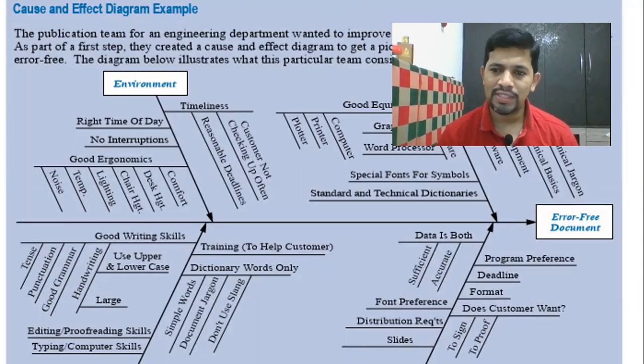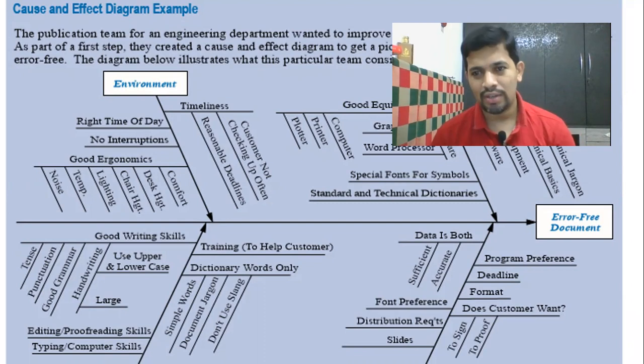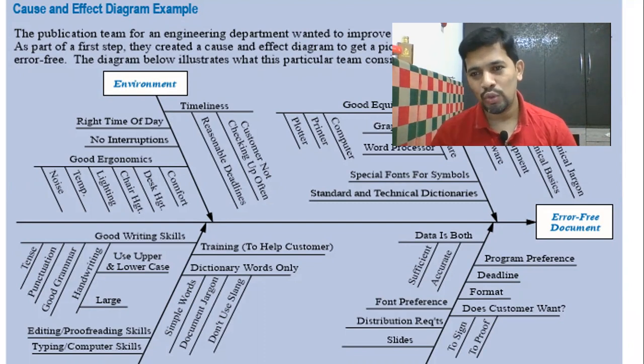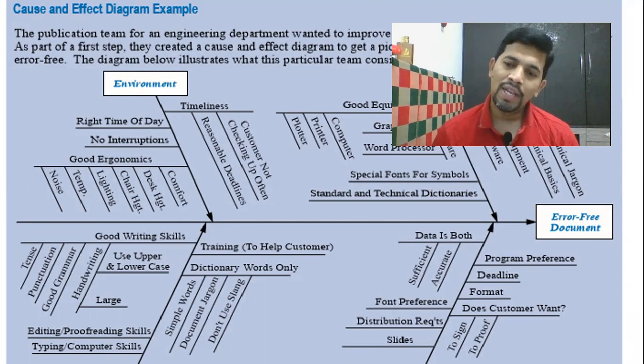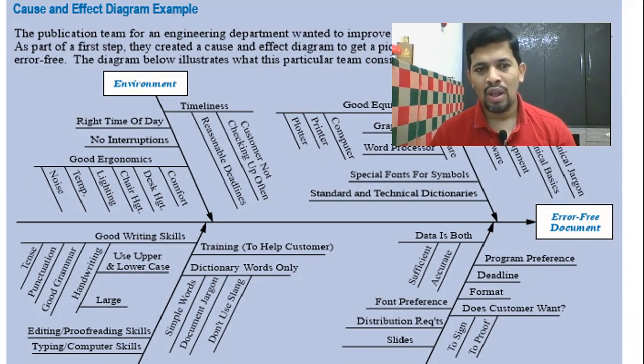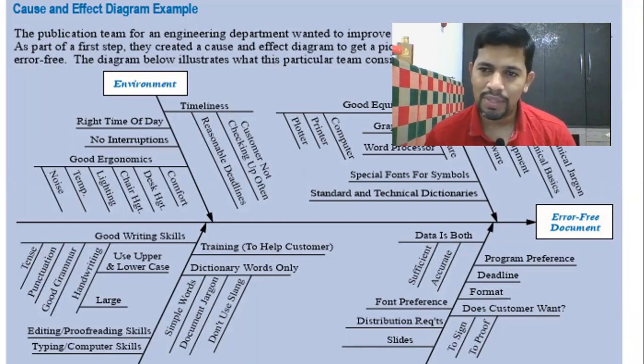This is another example. We can use the fishbone diagram not only in the reactive way; this is a common misunderstanding. Meaning, when the problem happens, go and find out the cause. We can also use it for a proactive approach as well. For example, let's say I want to make an error-free document. Take the example of environment: the right time of the day, no interruption should be there, good ergonomics should be available, timelines I need to make, and all that. This we can also use from the proactive side.